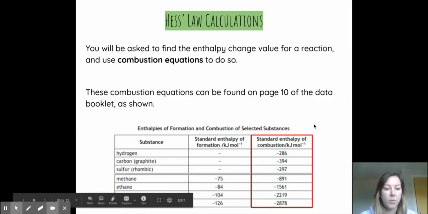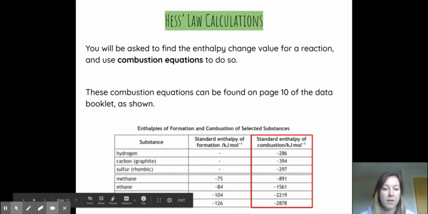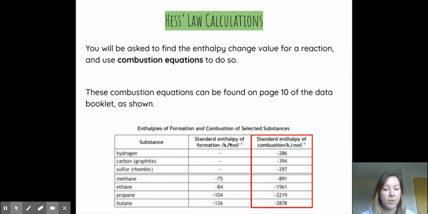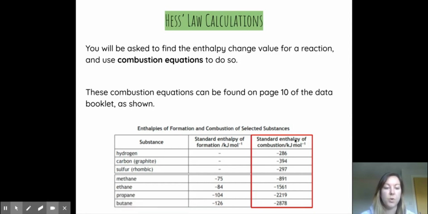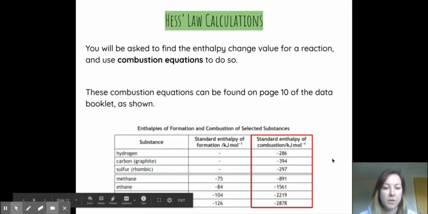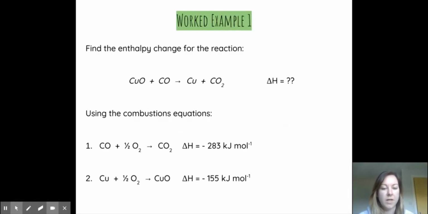It doesn't matter what the question asks you for, you are always to use combustion equations, and you've always to use this column in the data booklet. There are standard enthalpy of formation values here. Ignore those. You are always going to use the combustion ones. And I'll give you a wee worked example of how to carry out these equations just now.